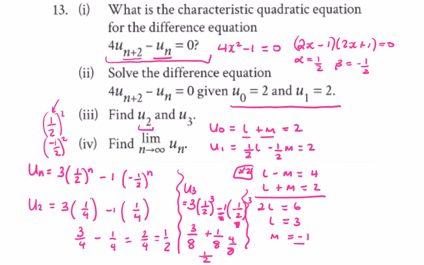And then the limit of this, well, the limit is going to be 3 times 0 minus 1 times 0, so the limit is going to be equal to 0 for part 4.